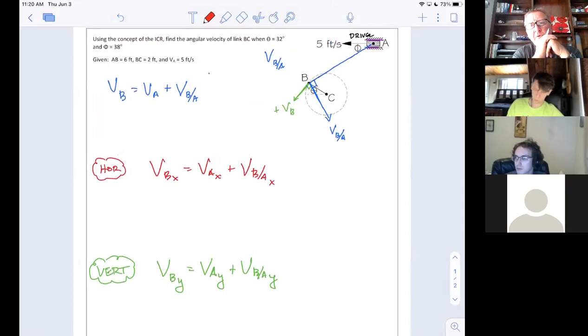So I rewrote the blue equation, but focused on X for horizontal, focused on Y for vertical. So now the question to you is, what can you plug into those?